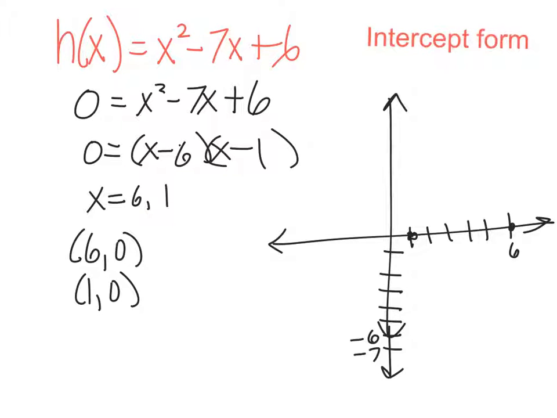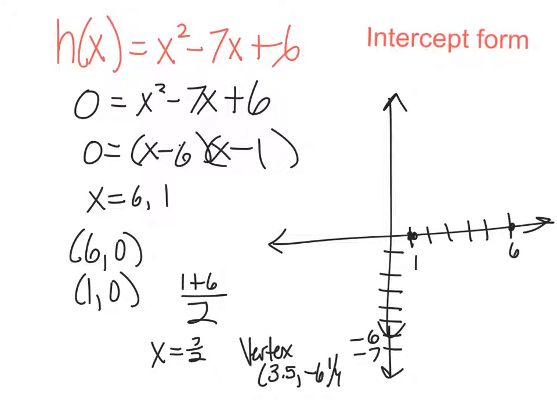So we now need to find the vertex. So to find the vertex, it's the halfway point. So the halfway point is adding your intercepts together. 1 plus 6 is 7, divided by 2. That gives me an x value of 7/2, which is what we just learned, 3.5. So my vertex, which is my minimum, is going to be 3.5. And we know by last problem it's going to be negative 6.25. So negative 6.25 is right here.